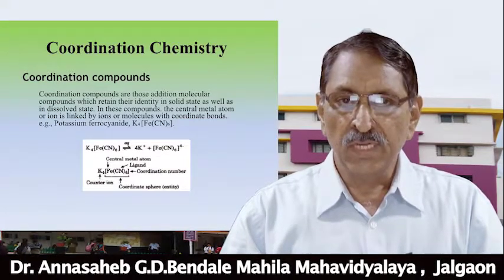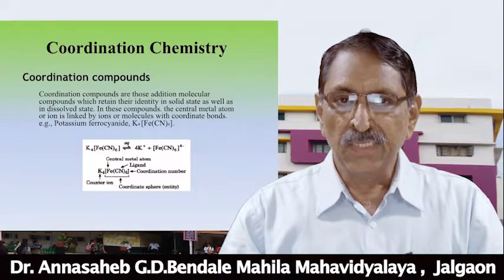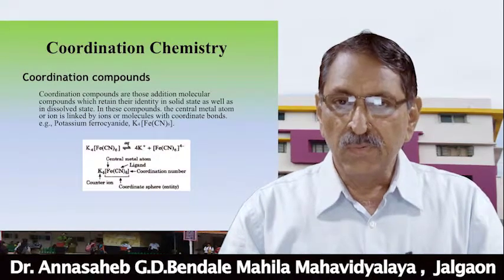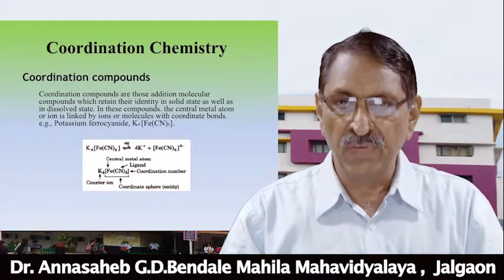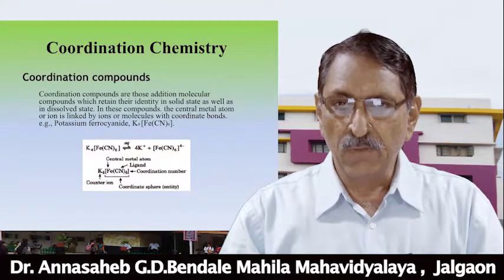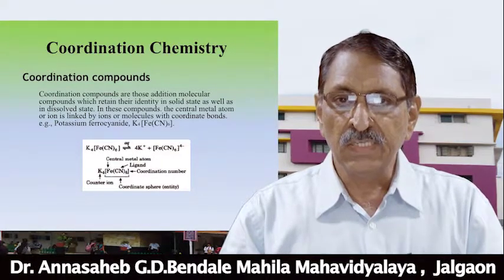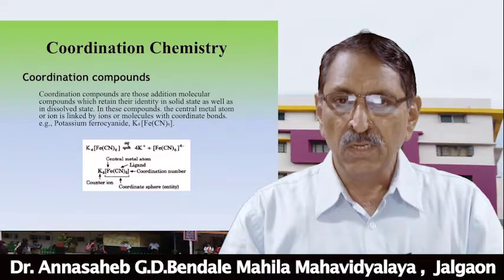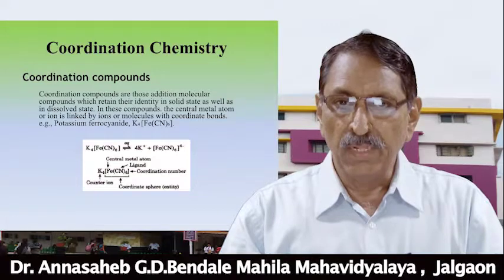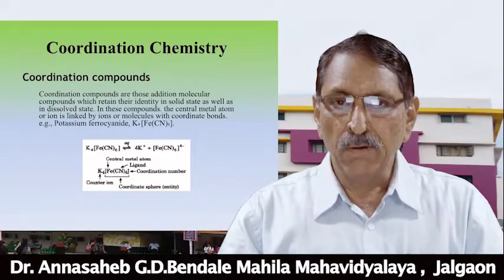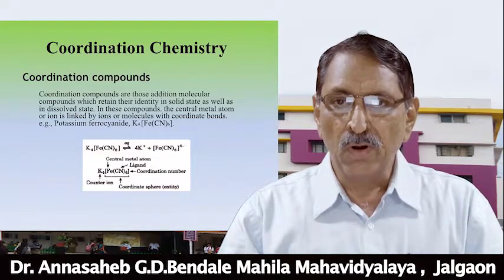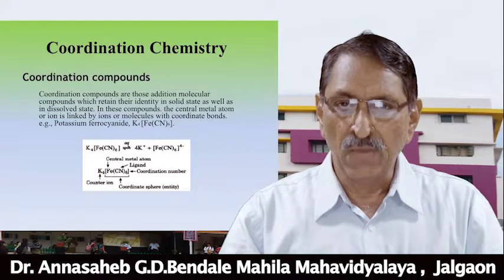For example, take this coordination compound, potassium ferrocyanide. In potassium ferrocyanide, the central metal ion is Fe plus 2, and this Fe plus 2 ion is surrounded by 6 cyanide ligands by means of coordinate bonds. So the cyanide ions form 6 coordinate bonds with the metal ion. Therefore, this number 6 shows the coordination number of the central metal ion Fe.